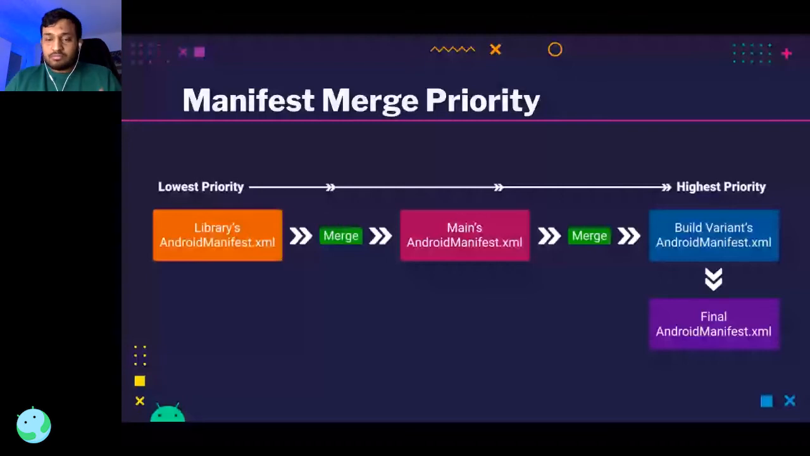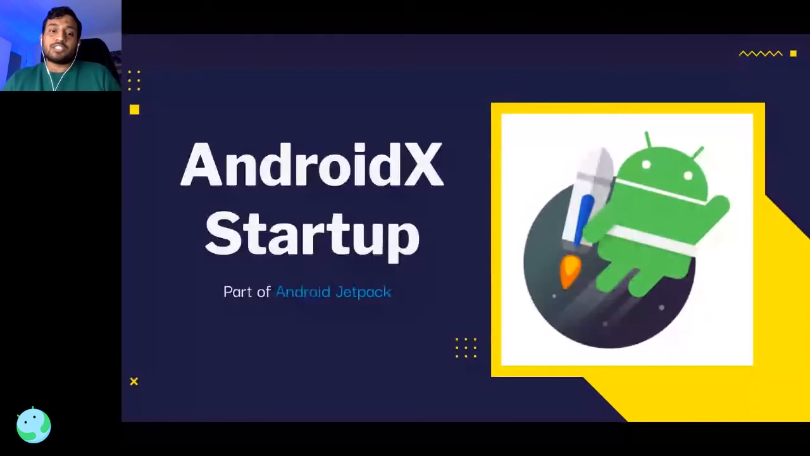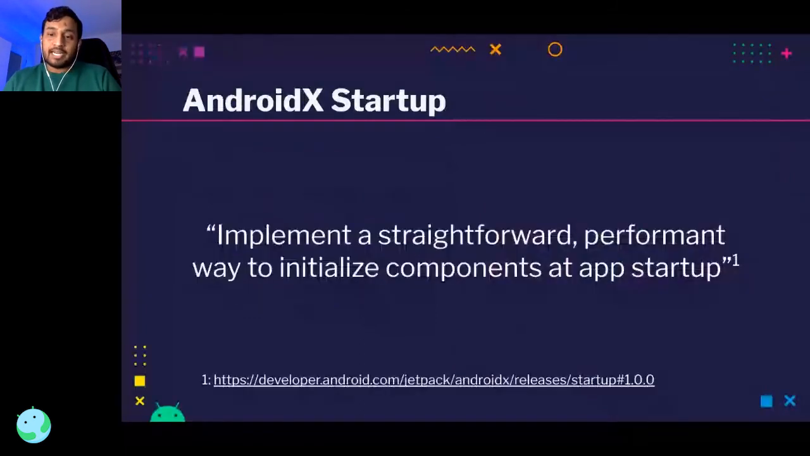So all of this is good, but what's next? What's the different thing that we can improve to fix things? And this is where AndroidX Startup comes in. It's called by different names. People now call it App Startup. Sometimes people call it Jetpack Startup. Basically, it's part of Android Jetpack. It is a library that is used to implement a straightforward and performant way of initializing components at app startup.